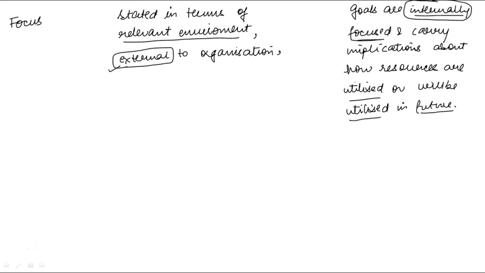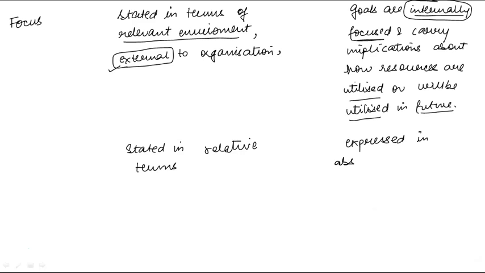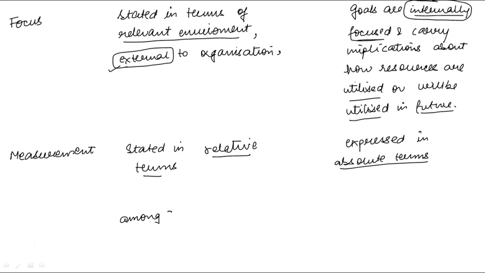Now, objectives are all the time stated in relative terms. And goals are expressed in absolute terms. This is about what the measurement is going to be. They are stated in relative terms and they are stated in absolute terms. Got it? So there is something known as a relative term. Reliance has an objective that it is going to acquire the topmost position among the Indian companies. Among the Indian companies, what does it say? That is relating it with other Indian companies as well.